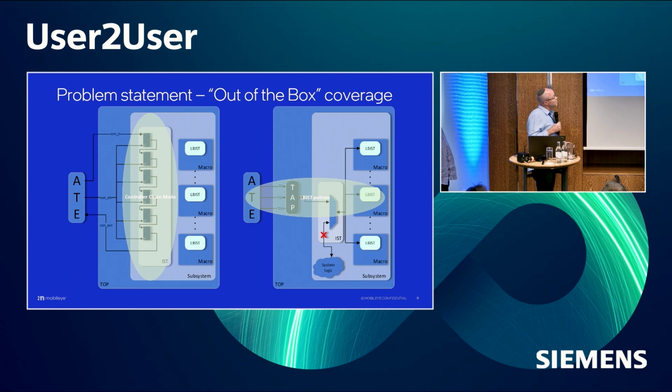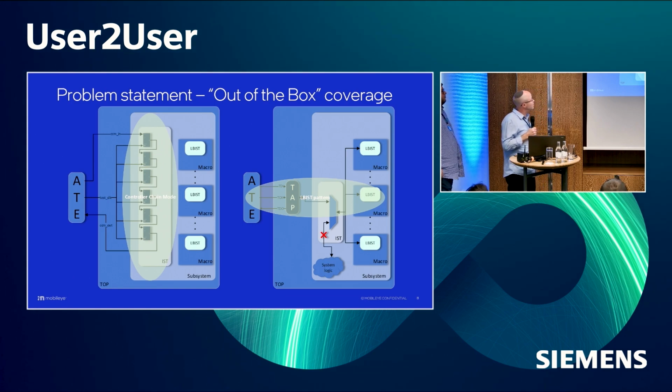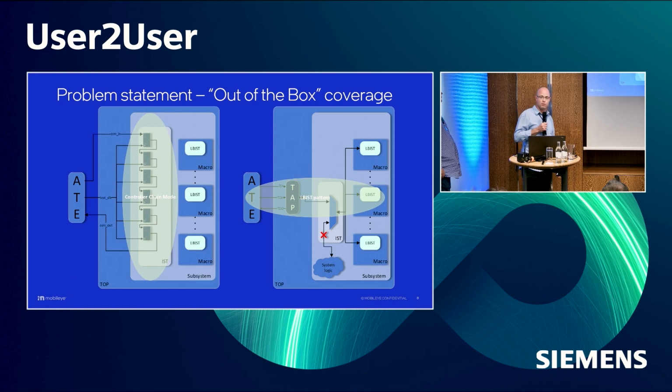Tessent provides us with actually two approaches to test the mission mode logic. One is the one on the left. The first one is called controller chain mode. It's actually a non-compressed scan chain implemented at the RTL level of the controller, which then enables us to run a standard scan test on the controller logic using scan clock, scan interface.